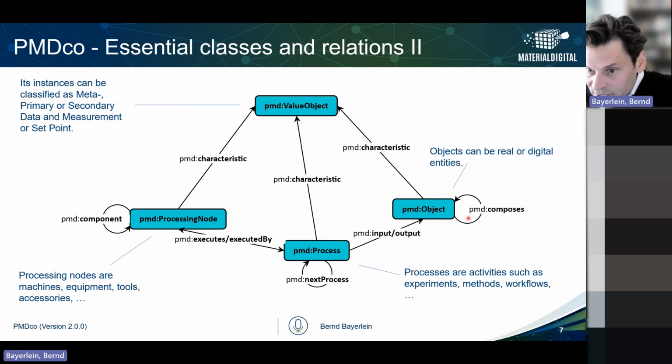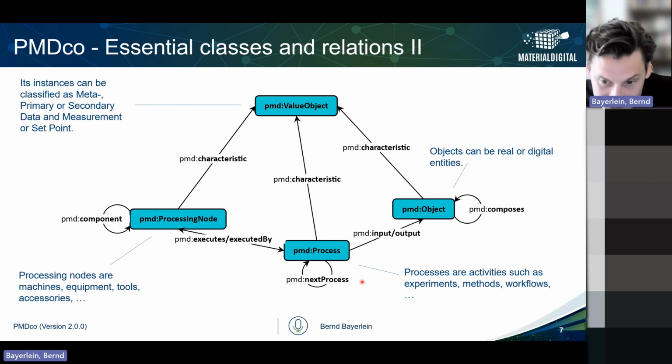Here, these objects, for instance, can be real or digital. So my test specimen would be a real object, and if I break my test specimen and look with a scanning electron microscope at the fracture surface to classify the fracture mode, then I would have an image, and this image would be digital.